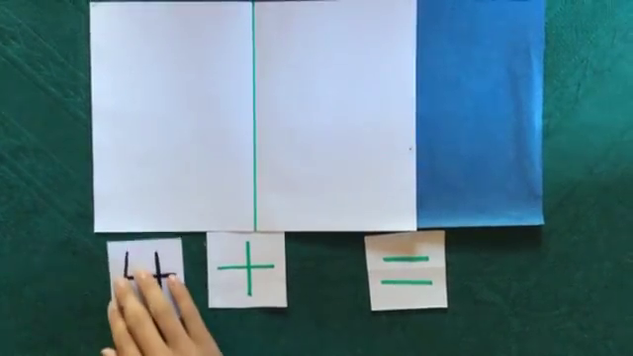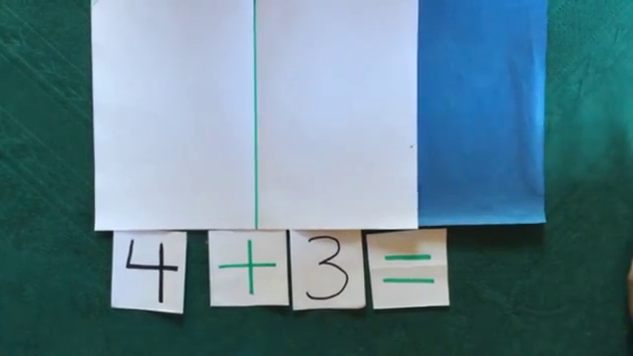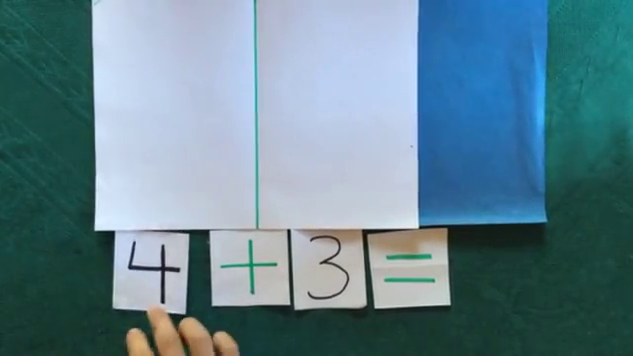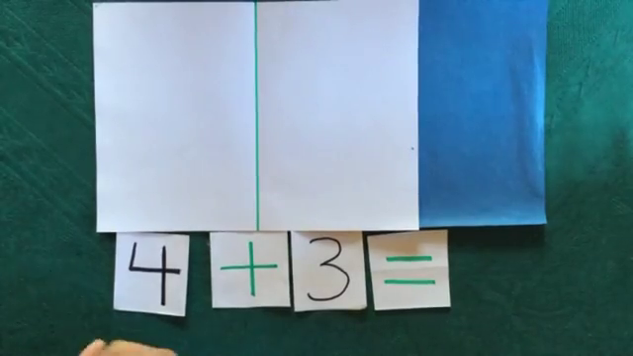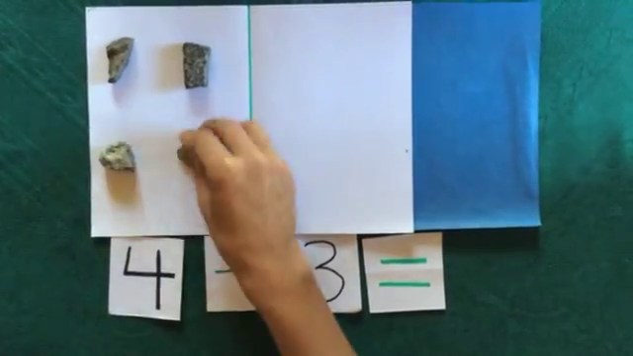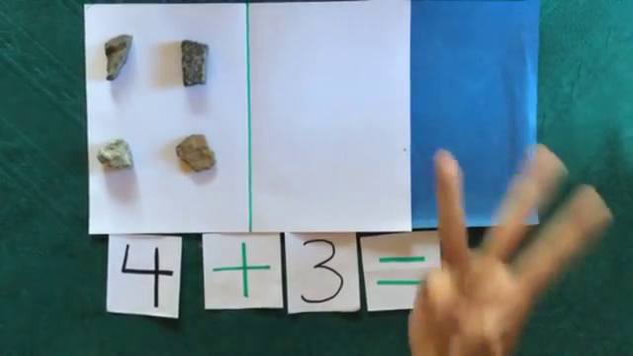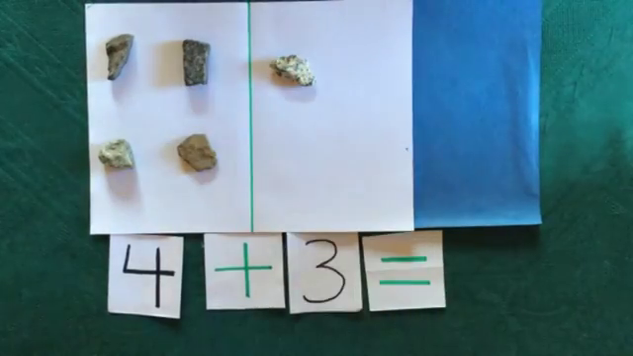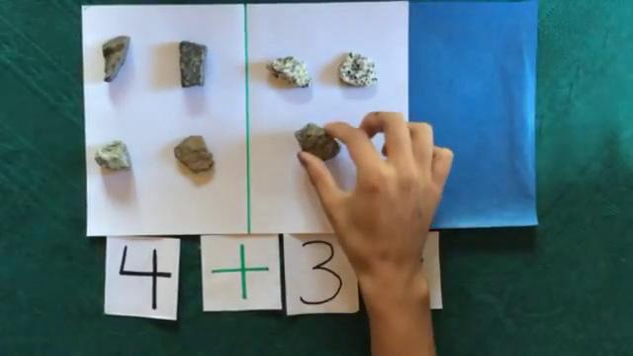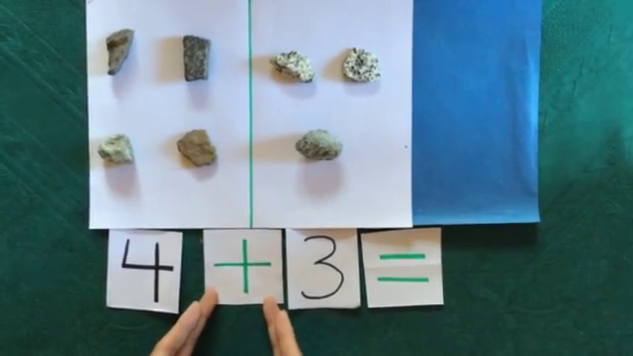Let's keep practicing so you get this down. We're going to do 4 plus 3. So, as always, 4 is our first addend, so we're going to put 4 rocks in the first box. Now, what's our second addend? 3, right. So how many rocks are we going to put there? 1, 2, 3. So now, why don't you pause the video and put them together and count them up?